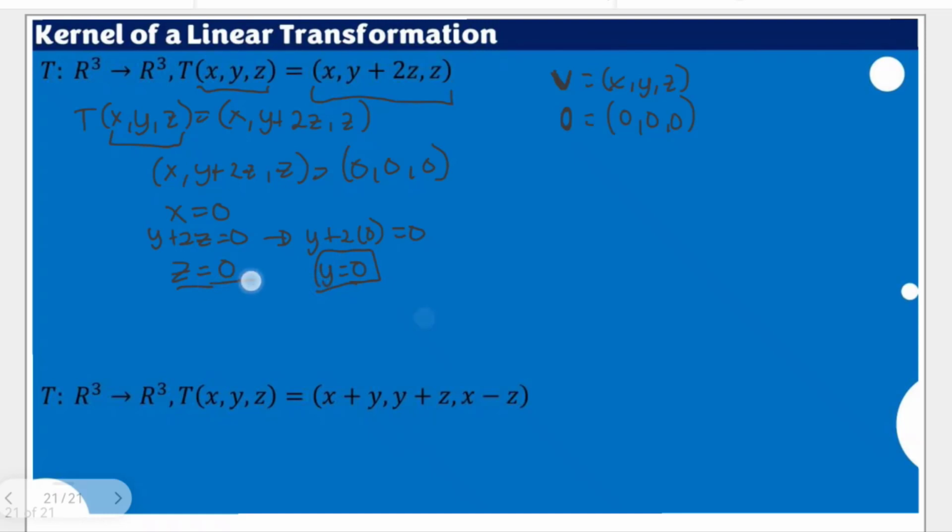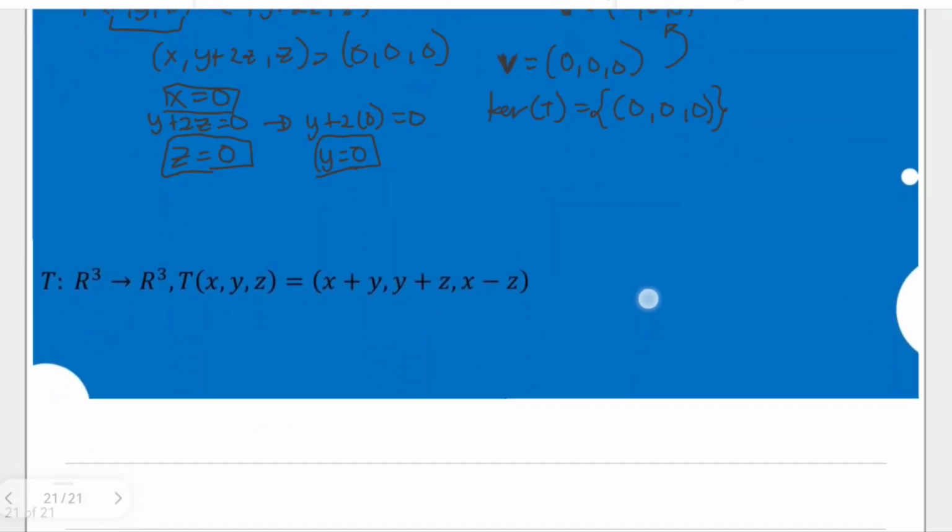Now that we have these three components for our set of vector v, if all of these are 0, we will come up with a 0 vector here in our result. This would mean that our kernel will have this vector of 0, 0, 0, which will give us this 0 vector. In short, the kernel of T is a set containing that vector 0, 0, and 0. Okay, that's it.